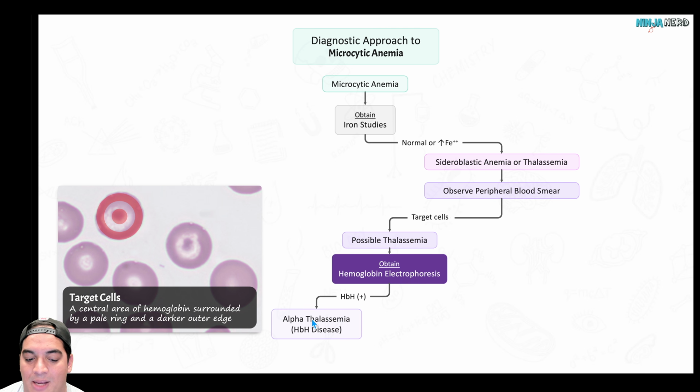Oftentimes, what you'll see in the exam is that alpha thalassemia, they tend to have a normal hemoglobin electrophoresis. So there's nothing that really kind of spits out. You may get lucky sometimes, and they may pick up this hemoglobin H, which is the beta globin tetramers. The finding that you'll more likely see utilizing the hemoglobin electrophoresis is for beta thalassemia major. In this one, you'll see a lot of hemoglobin F, and you'll see a lot of hemoglobin A2.